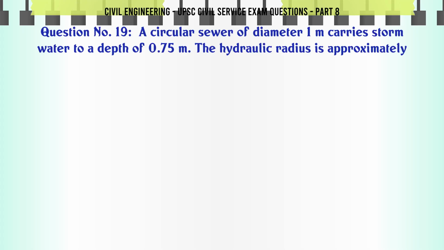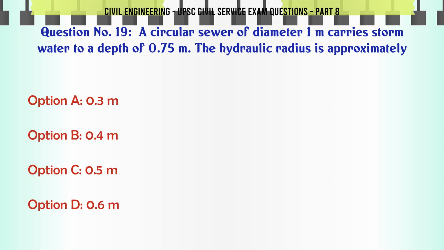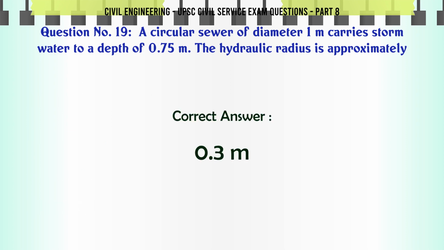A circular sewer of diameter 1 m carries storm water to a depth of 0.75 m. The hydraulic radius is approximately A: 0.3 m, B: 0.4 m, C: 0.5 m, D: 0.6 m. The correct answer is 0.3 m.